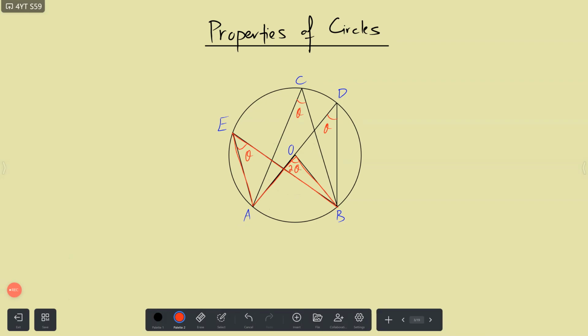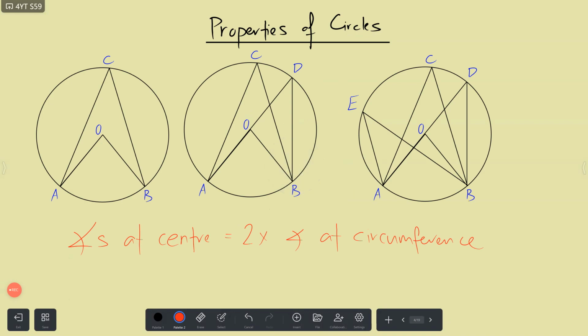Okay, so what do we call this property? We call it simply angle at the center is 2 times angle at the circumference. So these are the 3 examples that we have gone through just now, and so this is our first property of circles that you need to know.